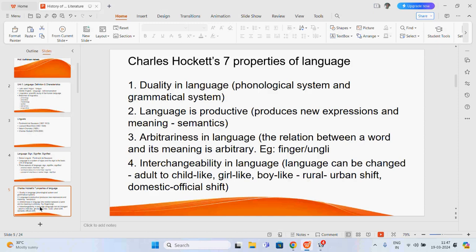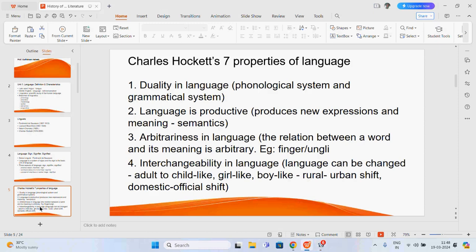Second property of language. Language is productive. Language produces new expressions and meanings. This is where we take up semantics. Semantics is the study of meanings. You will know a little more about semantics in a slide to follow. You will also learn about semantics in detail when we take up the course on the structure of modern English.